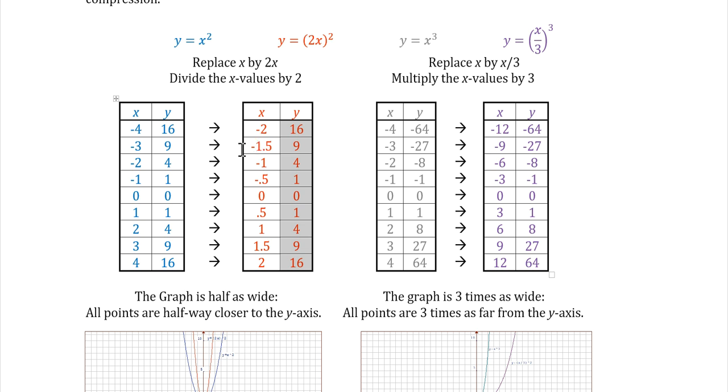Now, what happens to the x values? If you replace x by 2x, what you're really doing is dividing the x values by 2. So -4 divided by 2 is -2. -3 divided by 2 is -1.5. -2 divided by 2 is -1, and so forth. This gives us our images. Notice that this does work. If I put -2 in here and multiply by 2, I'm back to -4, then square it, I'm back to 16, which is the appropriate output. Let's try another one. 2 times 1 is 2, squared is 4. 1.5 times 2 is 3, squared is 9, and so forth.